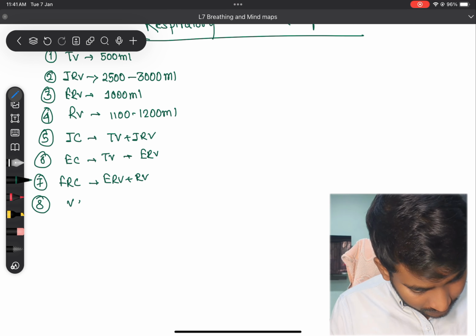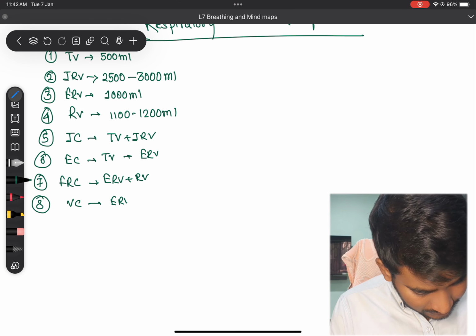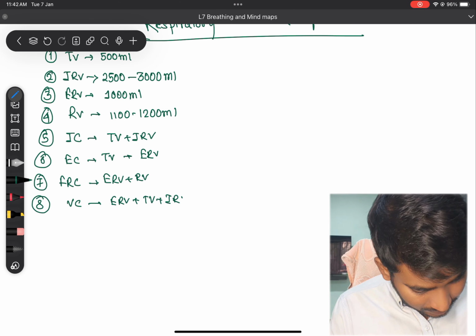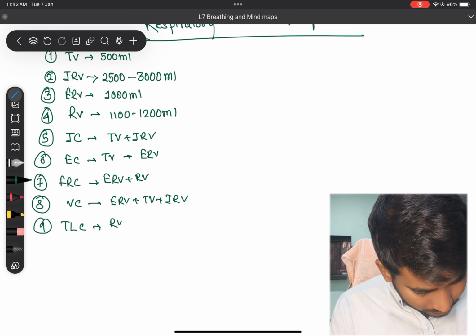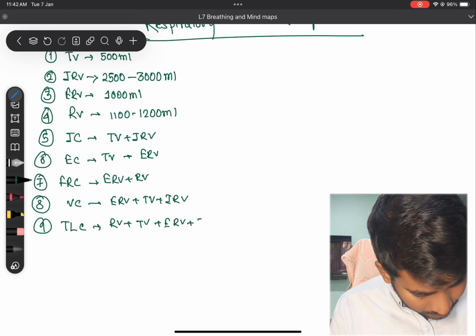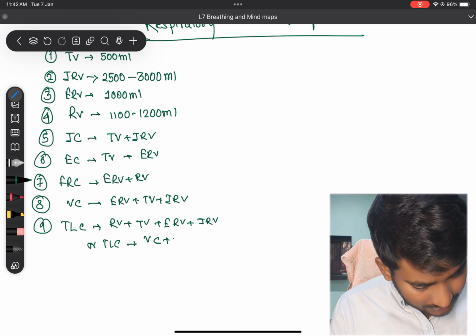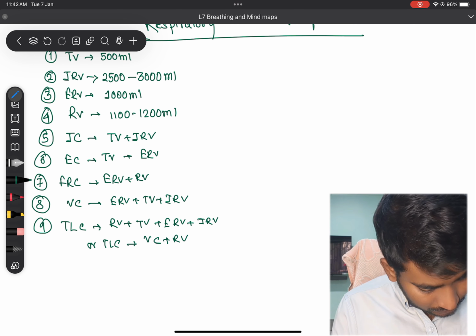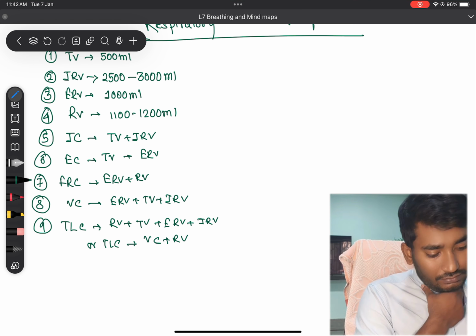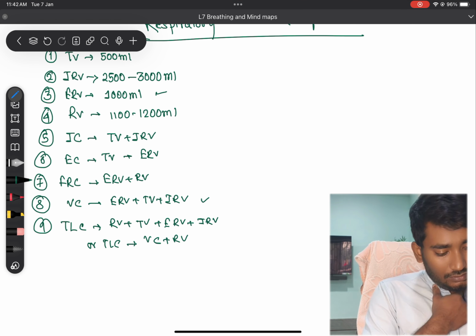And the eighth one is vital capacity, that is ERV plus TV plus IRV. The ninth one is the total lung capacity. The total lung capacity is RV plus TV plus ERV plus IRV, or TLC can also be said as VC plus RV.